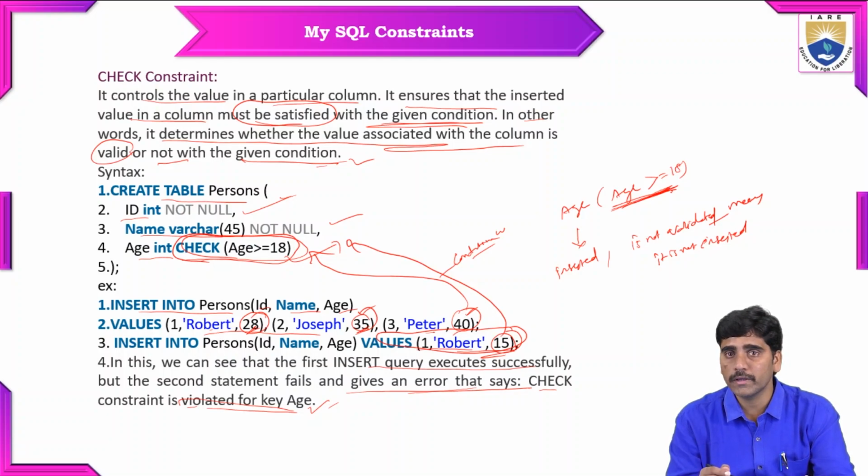Whenever you are applying a condition to a particular column, whatever value we are trying to insert is validated against the condition. If it is validated, then the value is inserted. If the condition is not satisfied by the inserting value, then it is not going to be inserted.